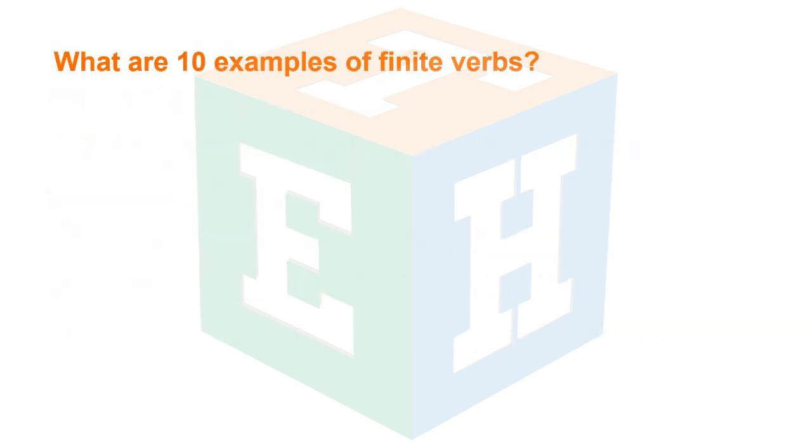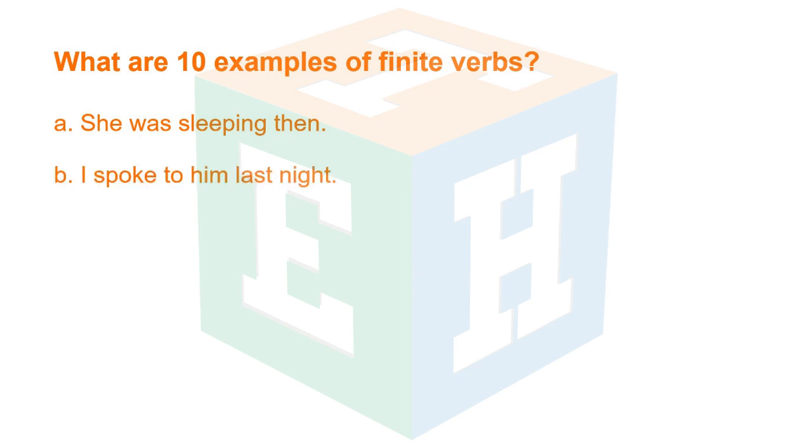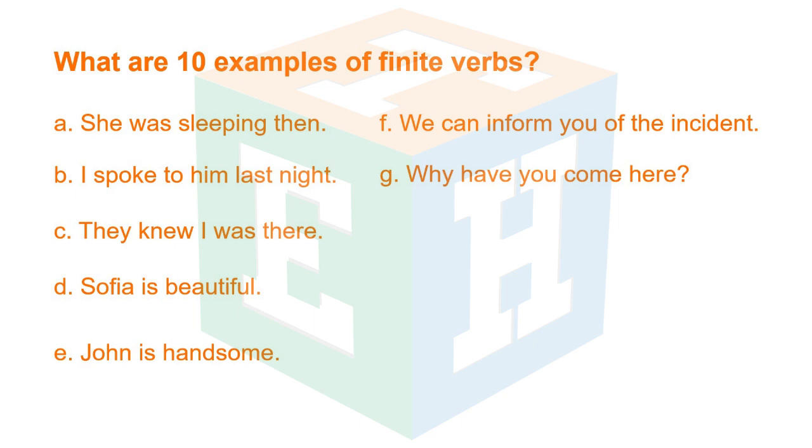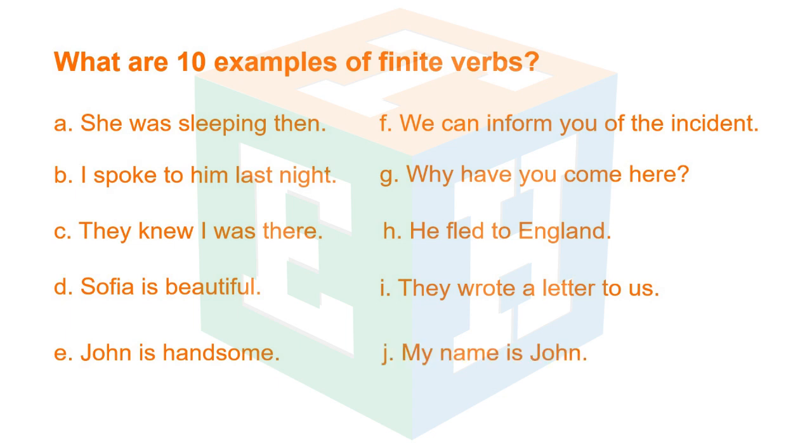What are 10 examples of finite verbs? A, she was sleeping then. B, I spoke to him last night. C, they knew I was there. D, Sophia is beautiful. E, John is handsome. F, we can inform you of the incident. Why have you come here? He fled to England. They wrote a letter to us. My name is John.